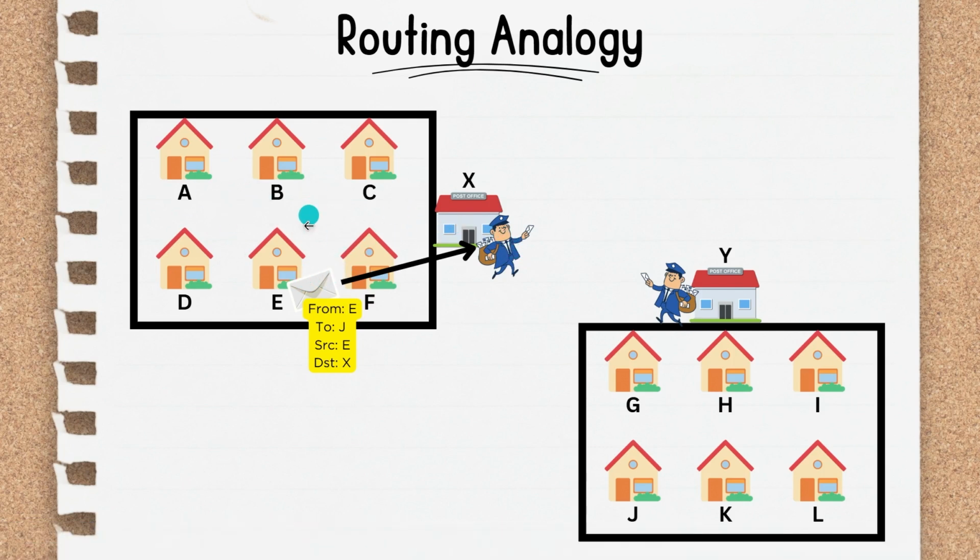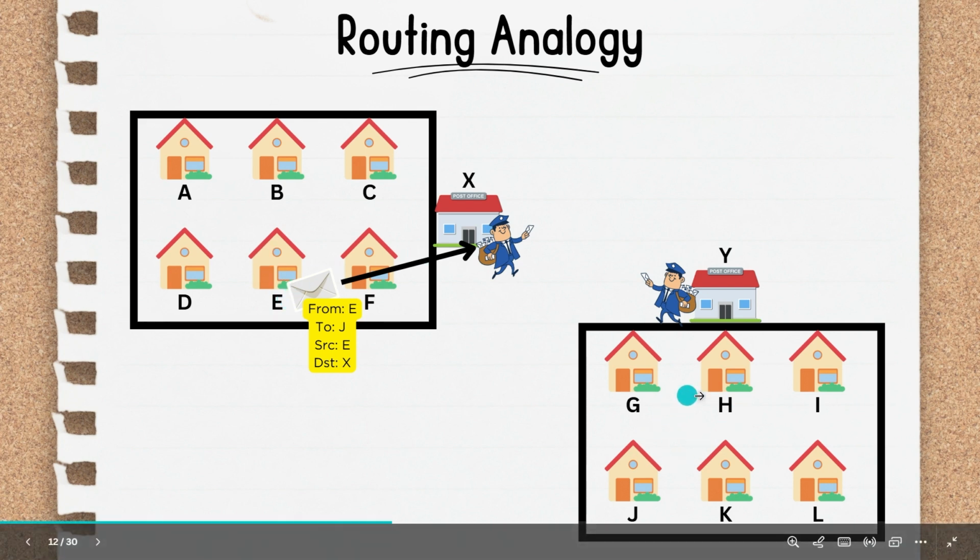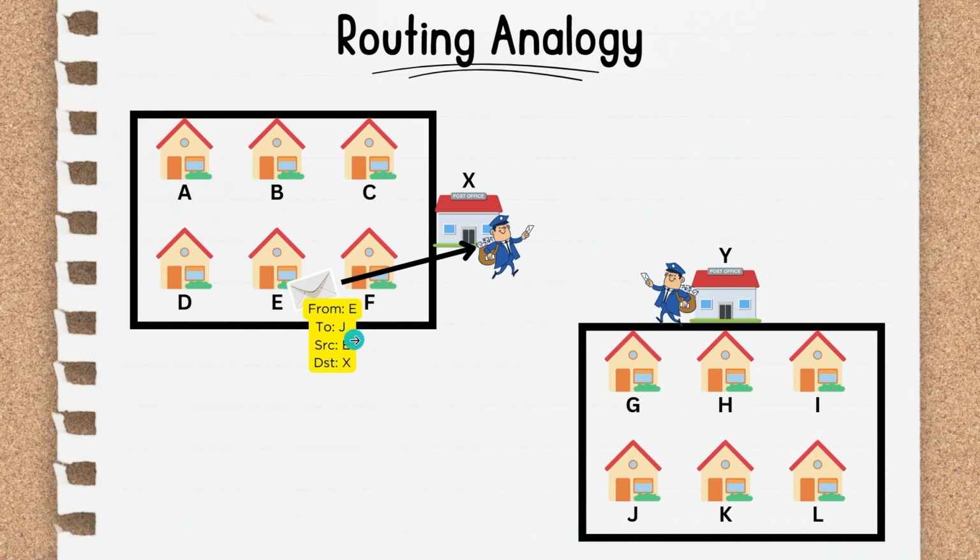So this postman will carry the message. If anyone from this society wants to talk to anyone in this house, this postman and this postman will communicate, and they'll share the letter message. So let's say from E there is a message to J, and E knows that J is in another society. So it will pass the message from E to destination X, and X is nothing but the address of this postman.